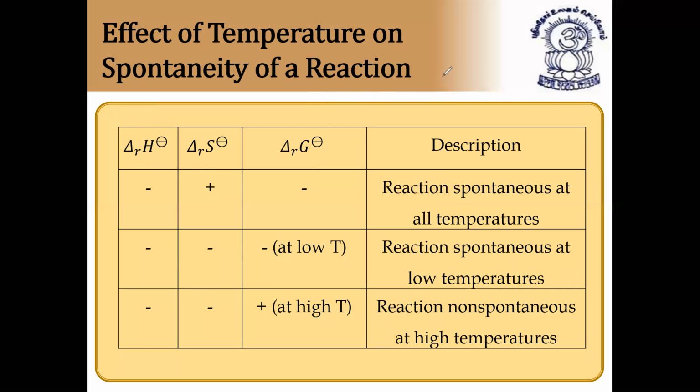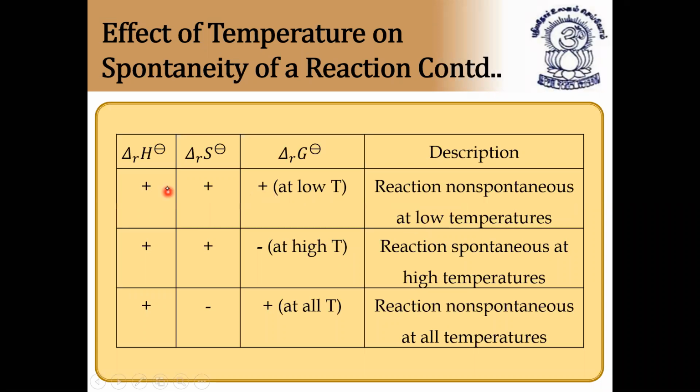Next. So this table is very, very important. More conditions we'll discuss now. Next condition: if delta H of the reaction, that is enthalpy change, is positive and entropy change for the reaction is also positive, then delta G will be positive at low temperature. The reaction is non-spontaneous at low temperatures. And for the same conditions, delta G becomes negative at high temperature.